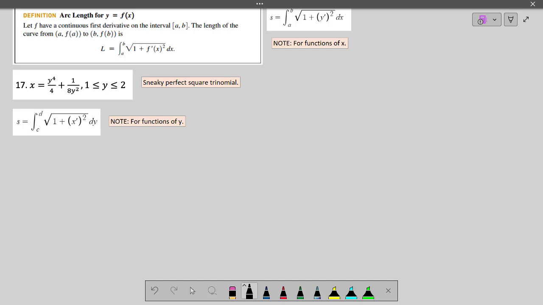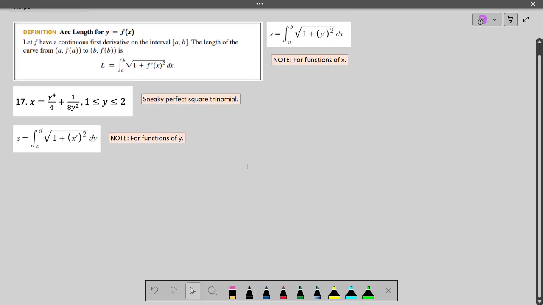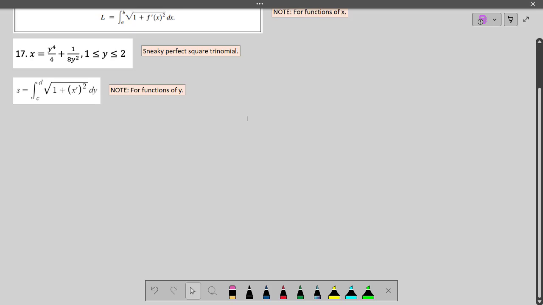So we're going to integrate with respect to y on that interval. We know we need the derivative, so we're going to use this formula. This is the one if you have a function of x. If it's a function of y, you're going to integrate with respect to y, so it's x prime that we need. Let's go ahead and find x prime.